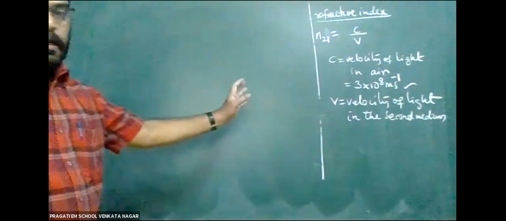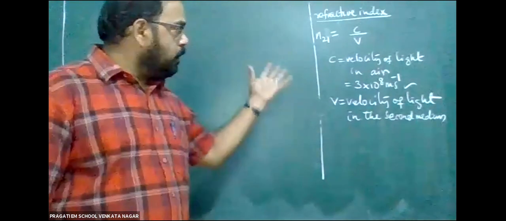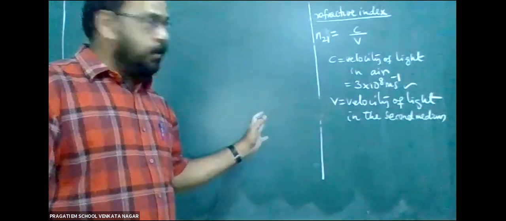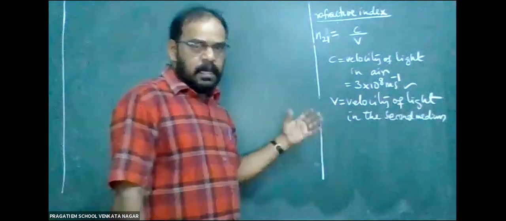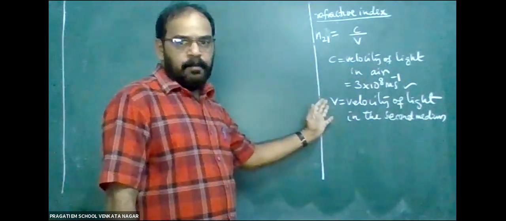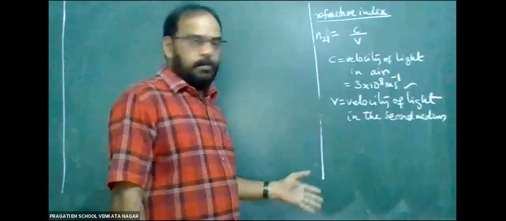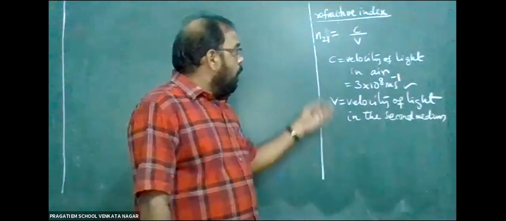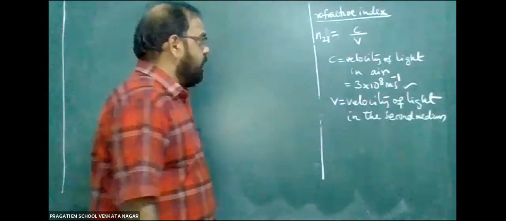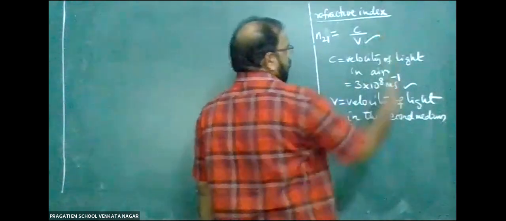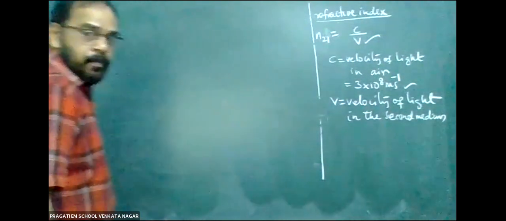So I told you to write all these points, keep a notebook with you, and after that you can read it before the next class. If you know this, it will be very easy for us to continue. So for refractive index, one formula we studied: N21 is equal to C by V.